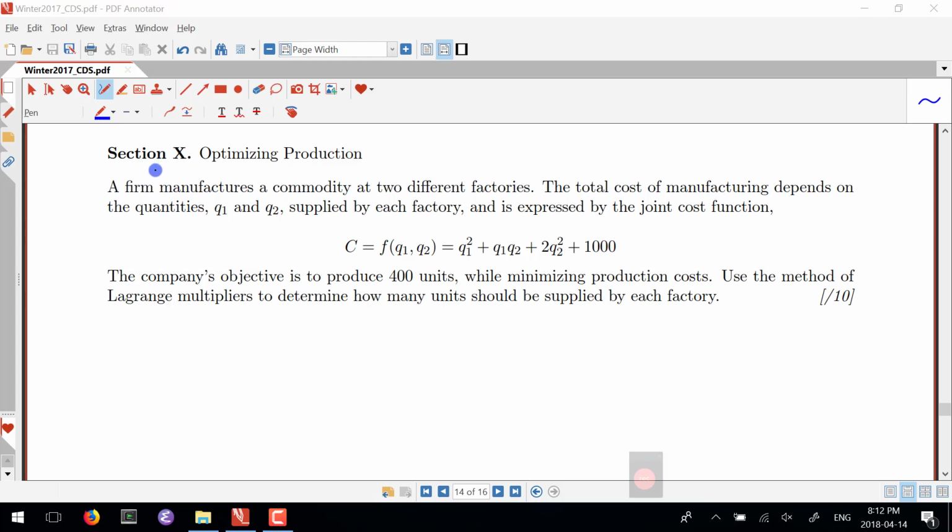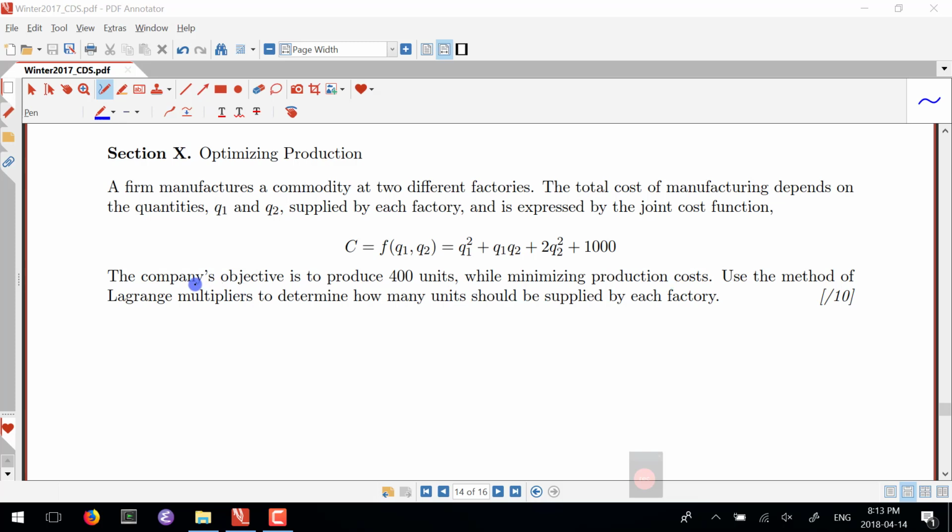In this video, we're going to solve section 10 of the April 2017 exam, one of the 3 long answer questions selected by the class. Here we have a firm that manufactures a commodity at 2 different factories, and we're given a function as the total cost that depends on the 2 quantities, Q1 and Q2, that are being generated by each factory respectively.